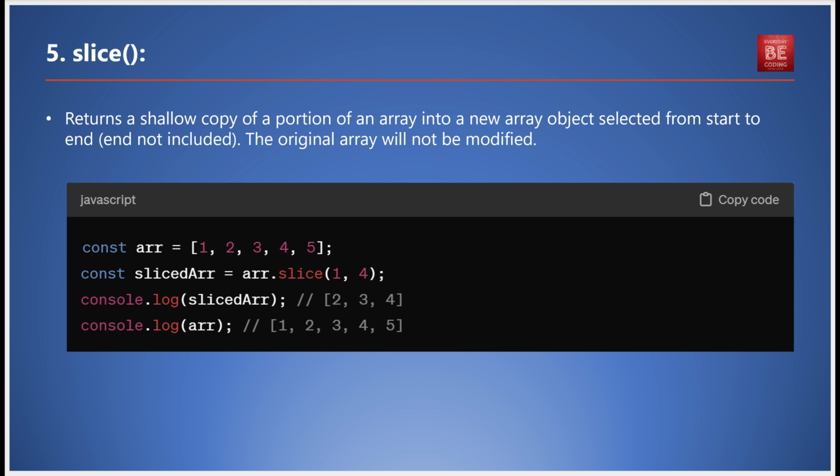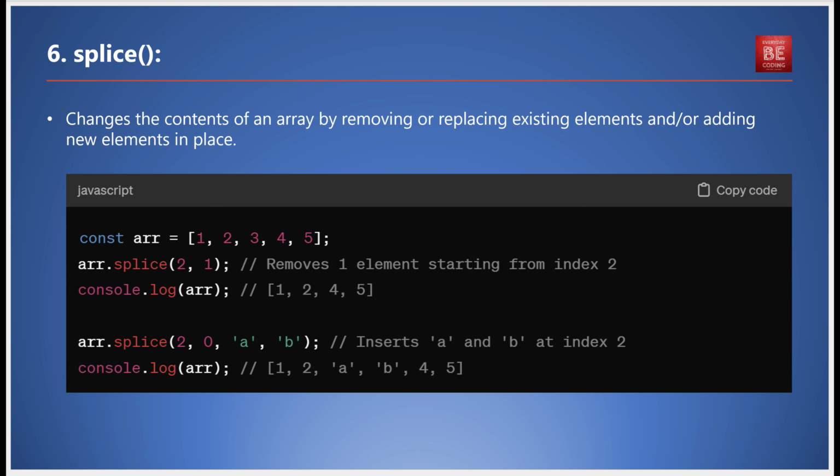For instance, if you have an array with elements 1, 2, 3, 4, 5, and you use the slice method to slice from index 1 to 4, it will return a new array with elements 2, 3, 4, and the original array remains unchanged. Lastly, we have the splice method.